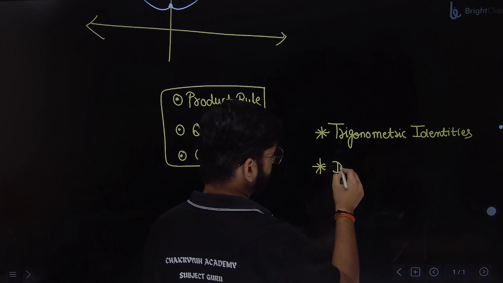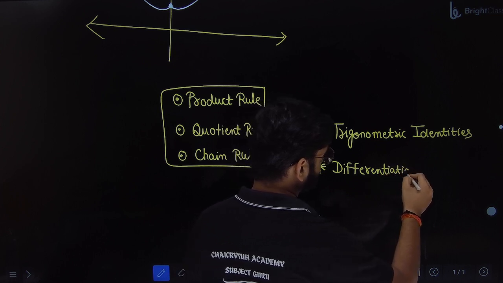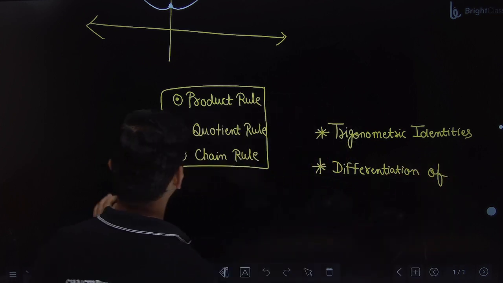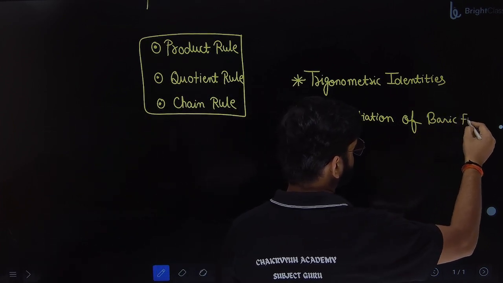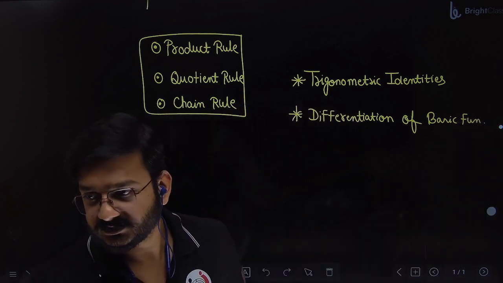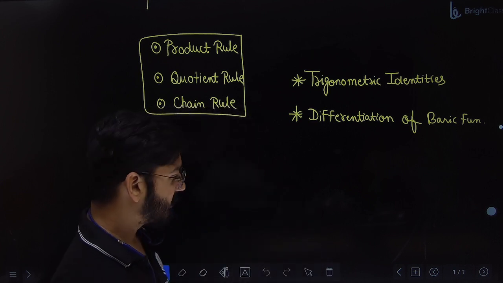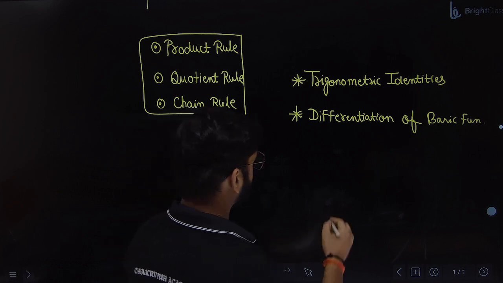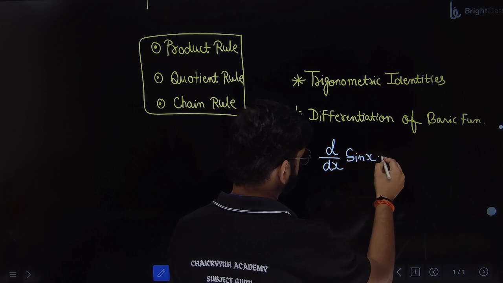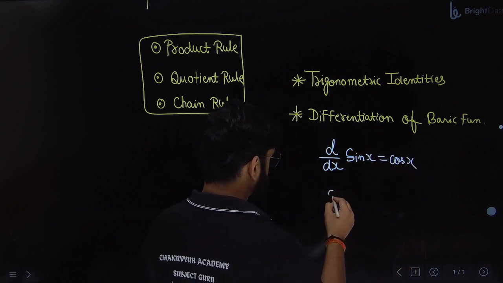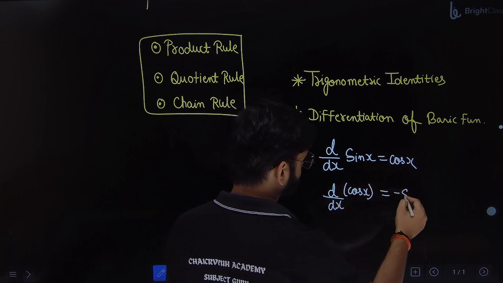Next, differentiation of basic functions. So what do I mean by differentiation of basic functions? Which basic functions? Sin x, cos x, tan x, secant x, cot x, e to the power x, log x. These differentiations should be on your fingertips. So what is the differentiation of sin x? Cos x. Differentiation of cos x? Minus sin x.